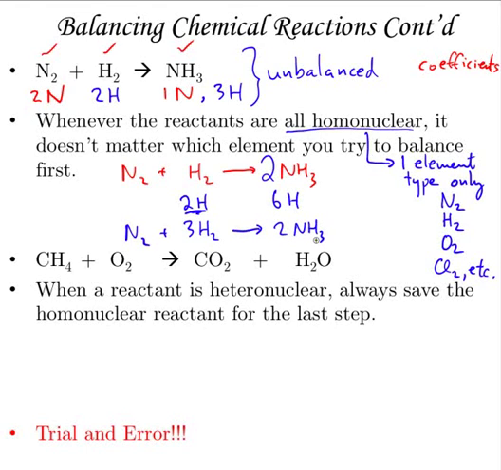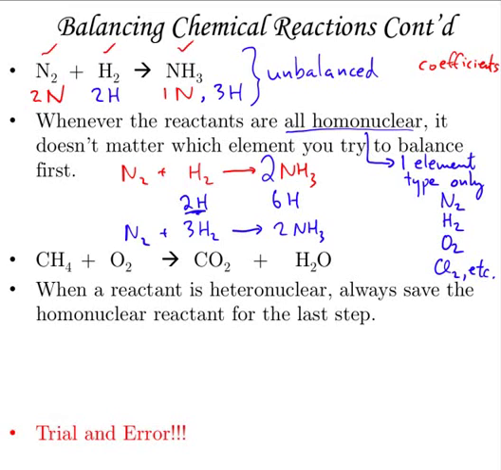And always, this is very important, always double check your work to make sure that you've done the balancing correctly. And as you can see, we have 2 nitrogens on both sides of the equation, and we have a total of 6 hydrogens on both sides of the equation.